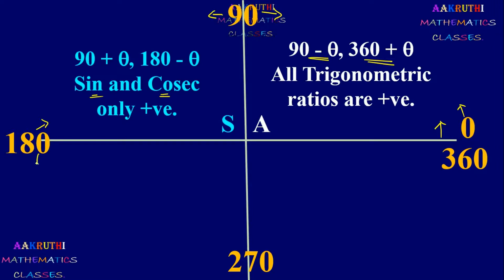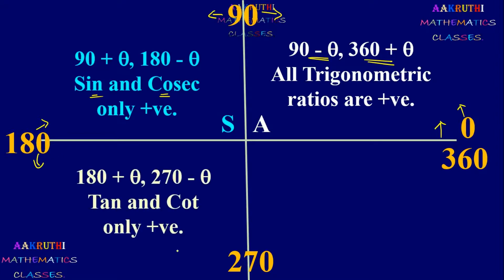In the third quadrant, the angle is more than 180 degrees and less than 270 degrees. So it is 180 plus theta and 270 minus theta. If we get angle 180 plus theta or 270 minus theta, that angle lies in the third quadrant. So in the third quadrant, tan theta and cot theta are positive. Tan theta is positive and its reciprocal cot theta is also positive.